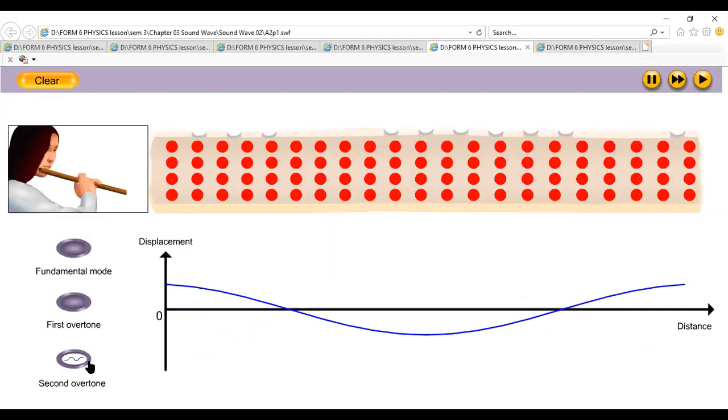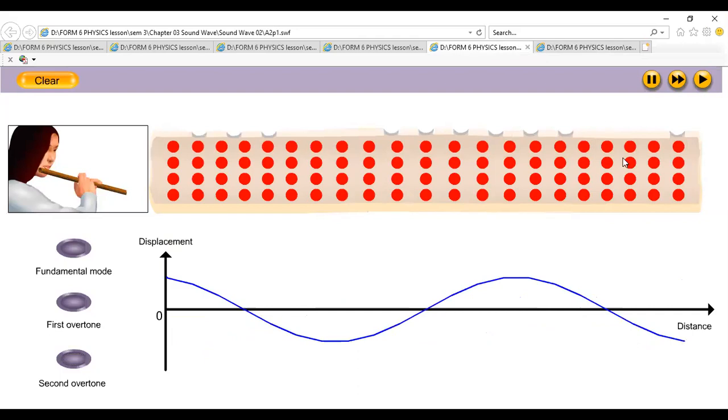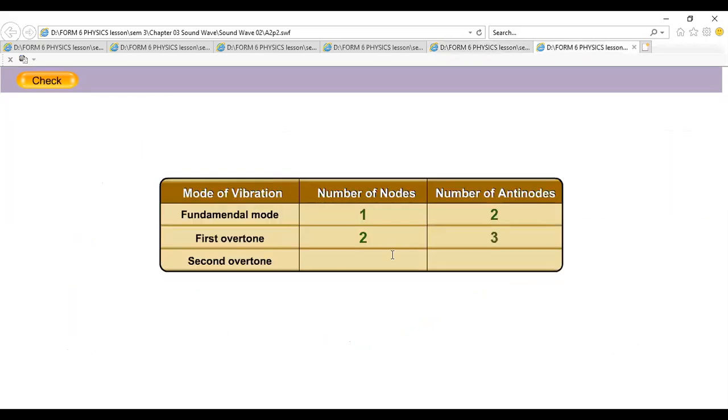For the second overtone, we will have 1 node, 2 nodes, 3 nodes, with 1, 2, 3, 4 antinodes. We have 3 nodes and 4 antinodes.